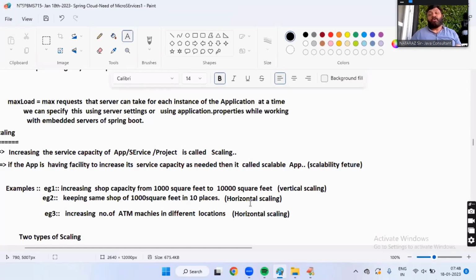Listen. You want to learn more and more things in Java towards increasing your Java knowledge. Your knowledge scaling is vertical scaling. Yes or no? Your knowledge scaling is vertical scaling, boss.